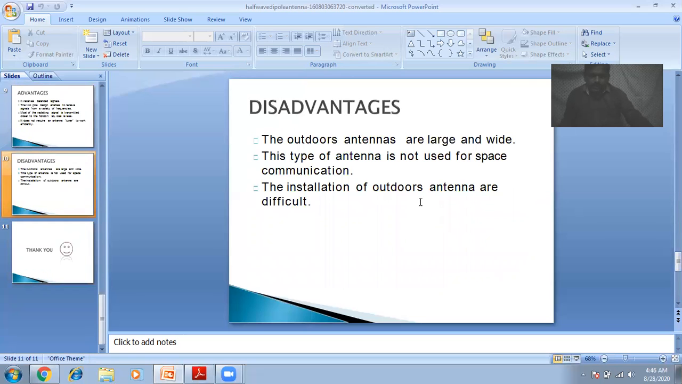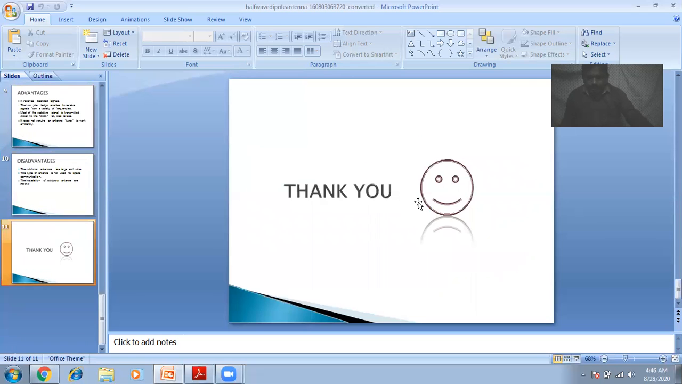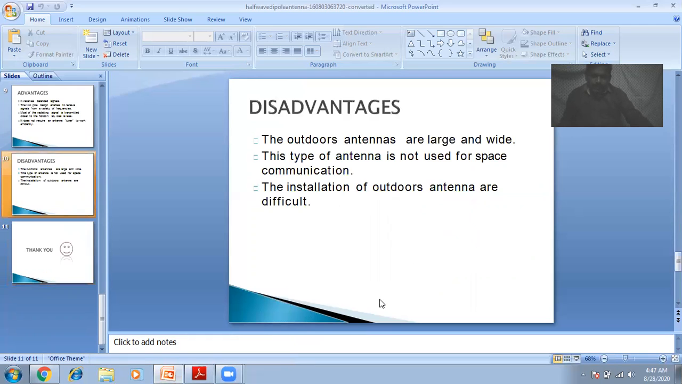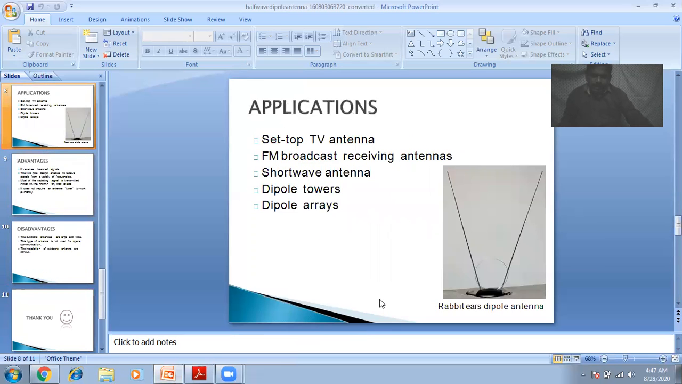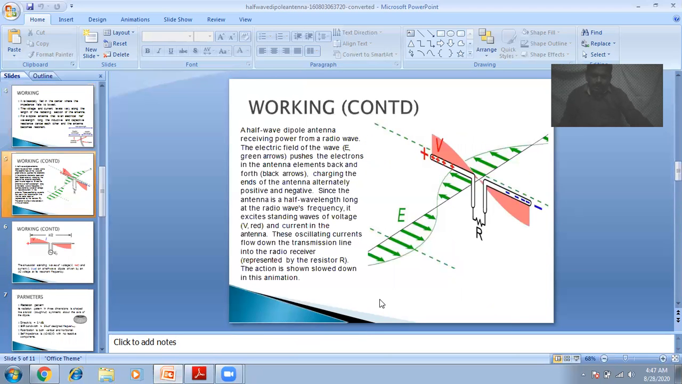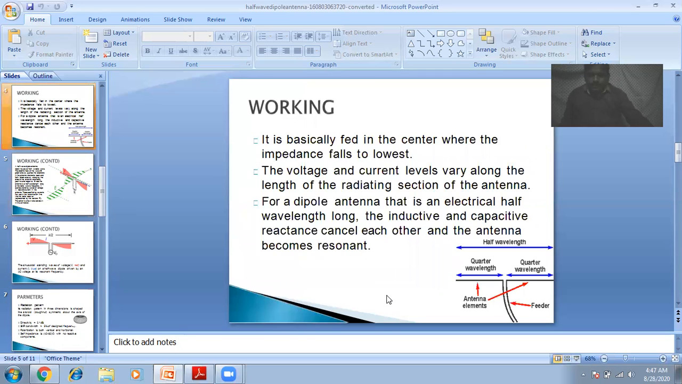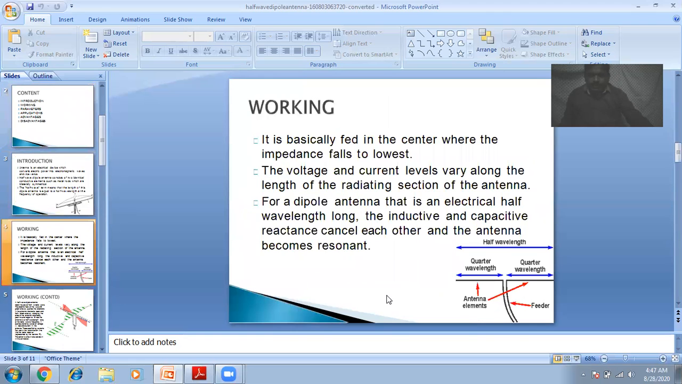Now I will show you the balun in the coming slides. Before that, I will introduce the half of the half wave dipole. The half of the half wave dipole is nothing but lambda by 4 in its length. That means lambda by 2 divided by 2, so that will become lambda by 4. So let us come to this half wave dipole antenna.